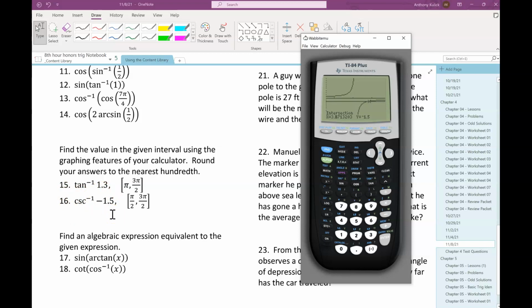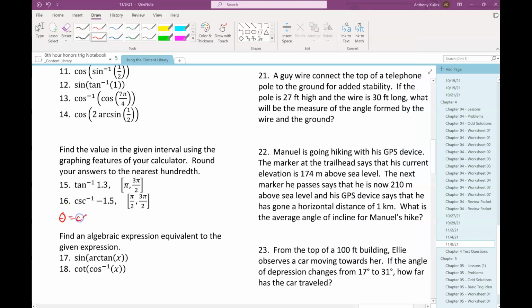and you're graphing, rather than thinking about this as theta equals cosecant inverse of negative 1.5, we're just going to do cosecant theta equals negative 1.5. And that's basically, we're going to graph both sides of that equation, find the intersection. Because that has lots of answers, infinitely many answers, but only one of them lies on that little interval. If you could graph that from negative infinity to positive infinity, you'd have infinitely many intersections, but we only care about one of them. So you just find that one by narrowing it down.